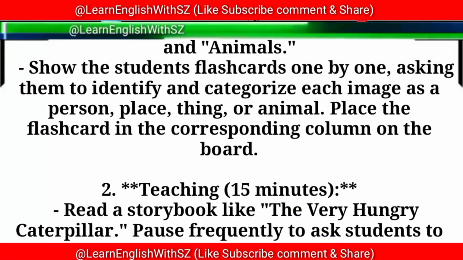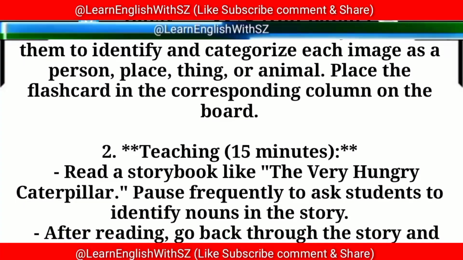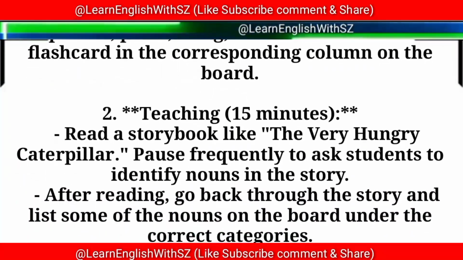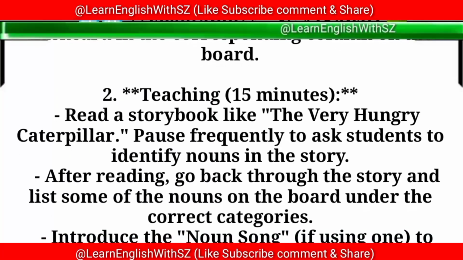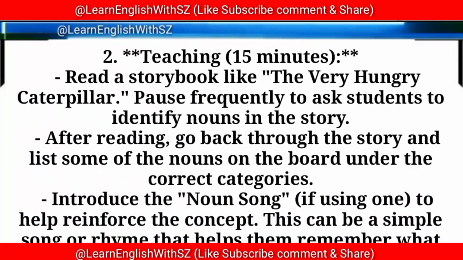2. Teaching, 15 minutes. Read a storybook like The Very Hungry Caterpillar. Pause frequently to ask students to identify nouns in the story. After reading, go back through the story and list some of the nouns on the board under the correct categories.